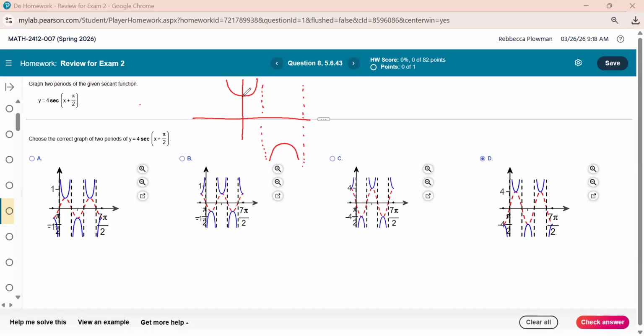Okay, so this is at 0 here. What we're going to see is everything's going to shift in this direction by pi over 2. So this shifts over and is now starting at negative pi over 2. So we're looking for that shift.